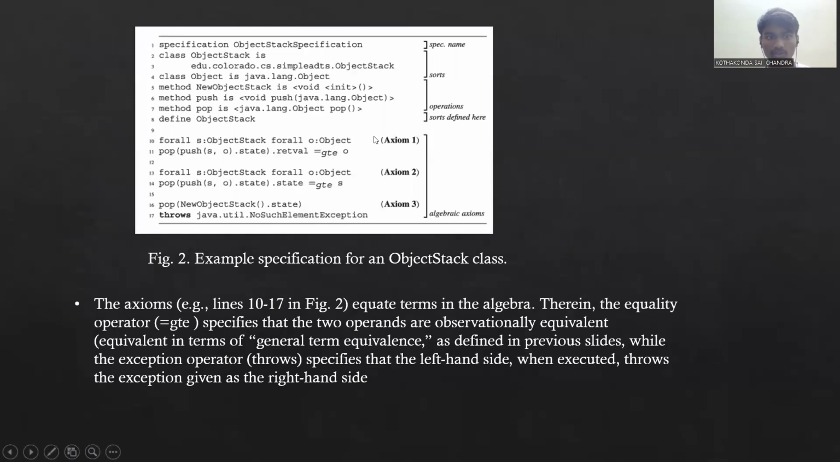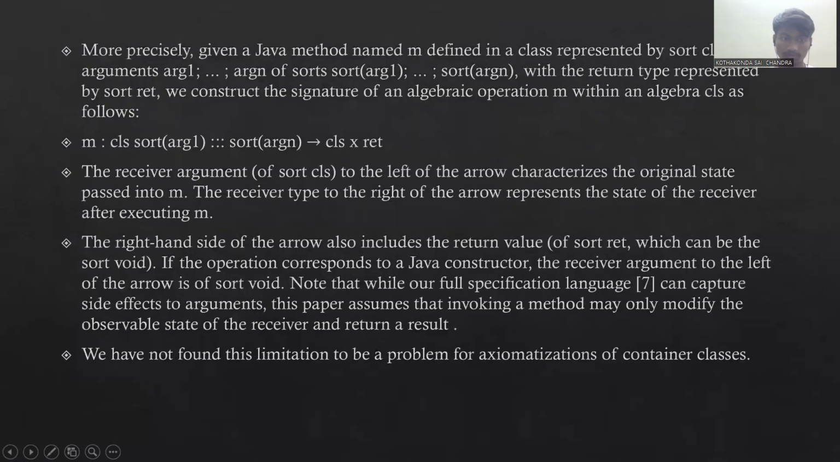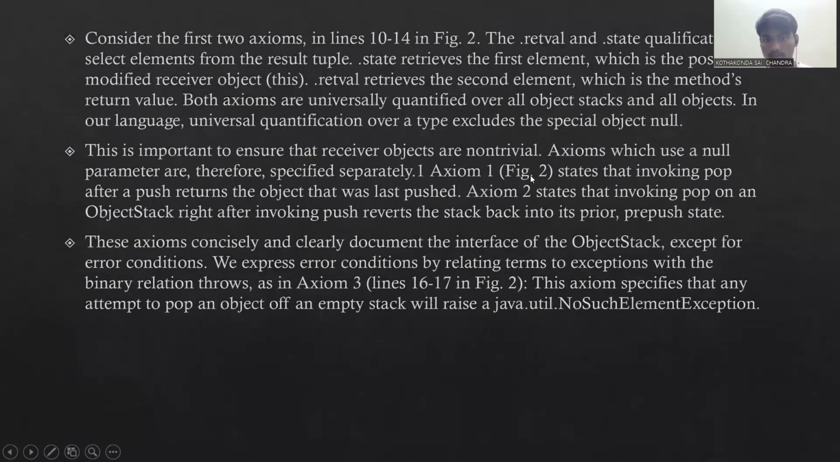So here is axiom 1. In this you can see that for all s object stack, for all o object, we perform two operations, pop and push, on s and o. Here s denotes the object stack and o denotes the object. Dot state dot retrieval equals o. So here you can see that axiom 1 states that invoking pop after push returns the object that was last pushed. Axiom 2 states that invoking pop on an object stack right after invoking push reverts the stack back into its pre-push state.